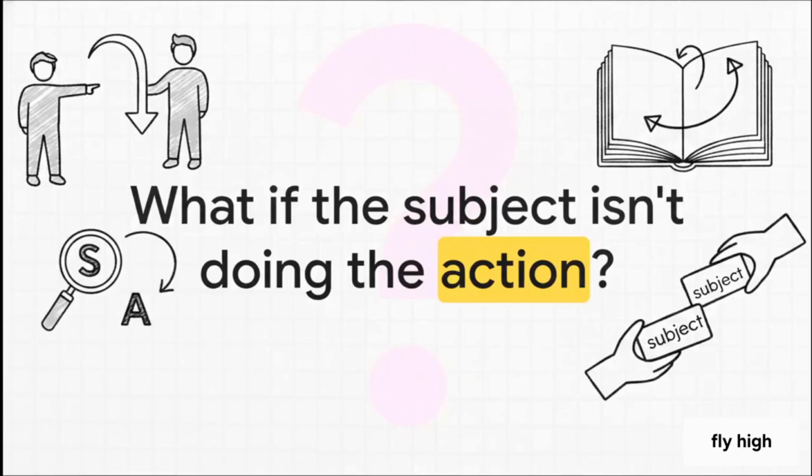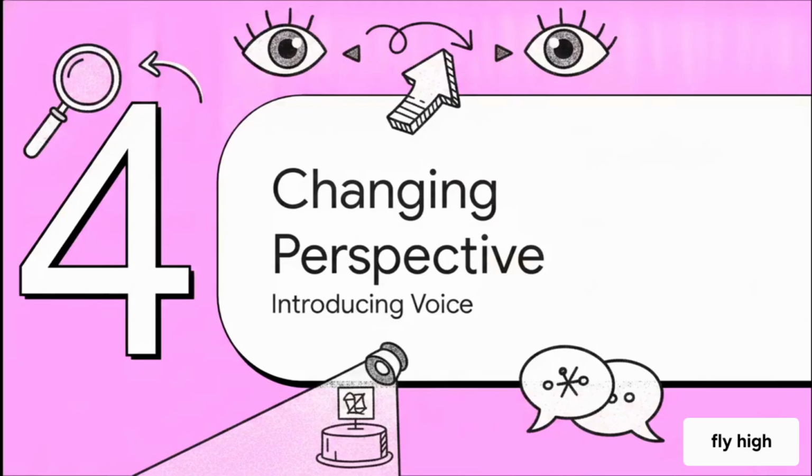Okay, so we've built a really solid foundation now with actors, actions, time, and space. But I want you to consider something for a second. What if the subject isn't the one doing the action at all? What if we want to completely flip the script? That brings us to part 4, changing the perspective.